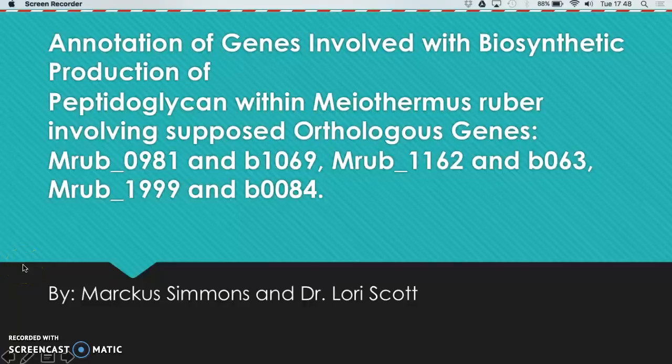In this video, I will be talking about the bioinformatics project on the annotation of genes involved with biosynthetic production of peptidoglycan within Meiothermus ruber, involving supposed orthologous genes mRub 0981 and b1069, mRub 1162 and b0065. Sorry, there's a typo there. mRub 1999 and b0084.